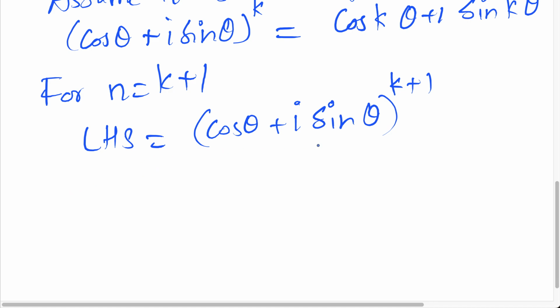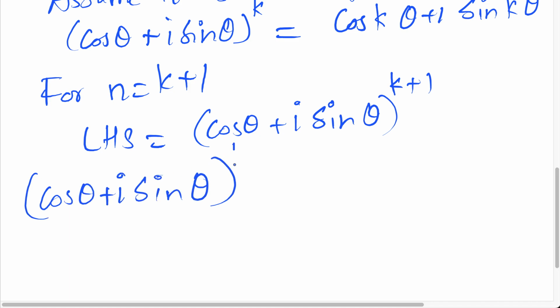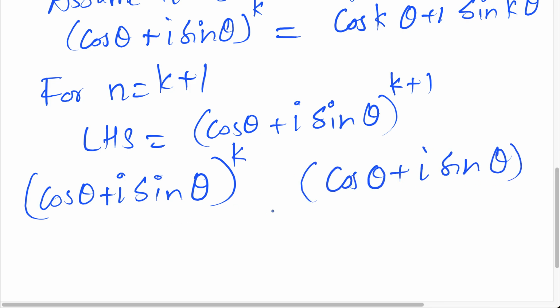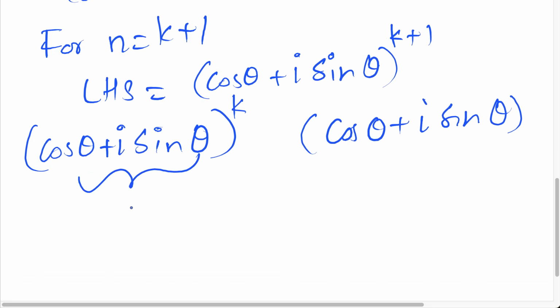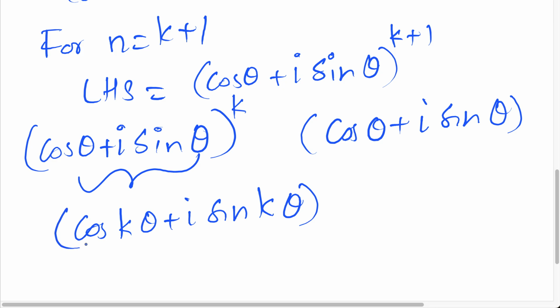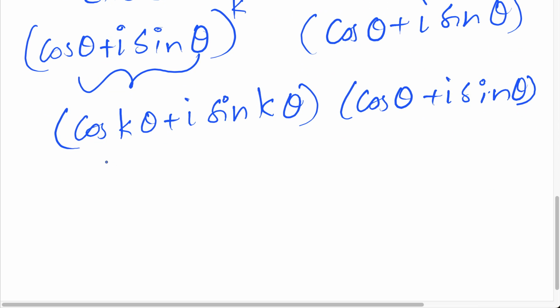So LHS is (cos theta plus i sin theta) raised to k plus 1, and I'm going to rewrite this as (cos theta plus i sin theta) raised to k times (cos theta plus i sin theta), isn't it? That's by laws of indices, that when I'm multiplying and the base is same, the indices get added. So do I already know the rule for (cos theta plus i sin theta) raised to k? Yes. I have assumed that this is equal to cos k theta plus i sin k theta, times cos theta plus i sin theta. Okay, and now I'm going to multiply.